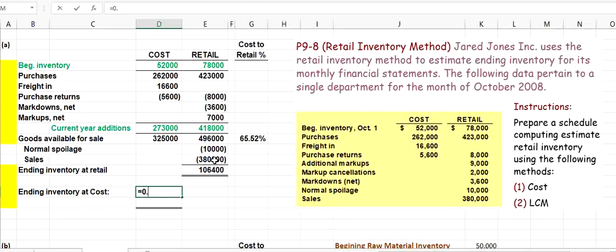65.52%. So it will be 0.6552 multiplied by my retail ending value. So this is my ending value that we have, $69,713. So we can say that this is the retail value and this is the cost of it. So that's the ending cost of inventory actually.